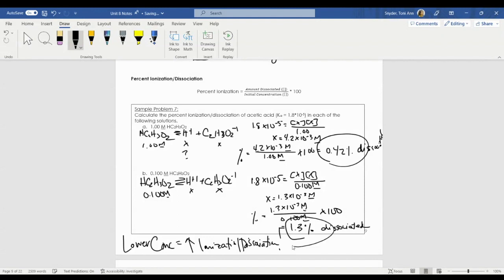I feel like a lot of times with this, you would see a free response question like this. It would give you 2 examples of solutions, and it would say which one would have the higher percent ionization, justify your answer, right? So the lower the concentration typically has a higher ionization, and that's because a higher percentage of those is dissociating in the solution.